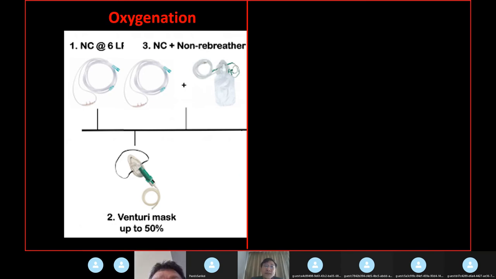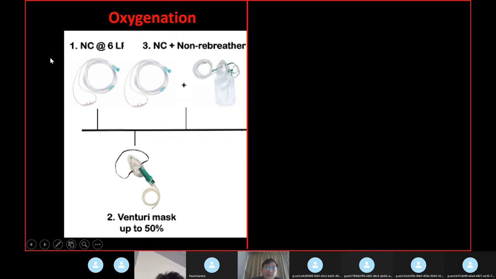So when you talk about oxygenation, we always have to remember, we only supply the oxygen. Either you're giving it through nasal prongs, or a Venturi mask, or a rebreathing bag. So you create an ambience, an area, which is full of oxygen or enriched with oxygen, but you do not do any ventilation at all.